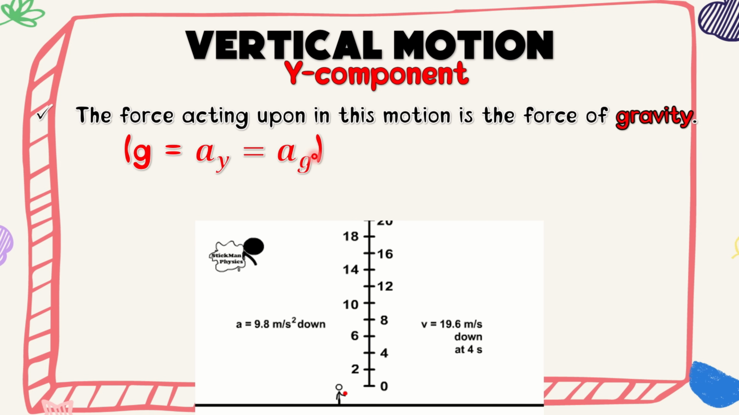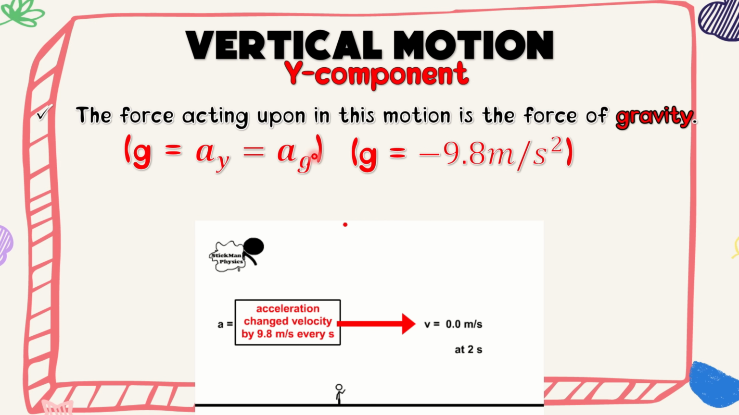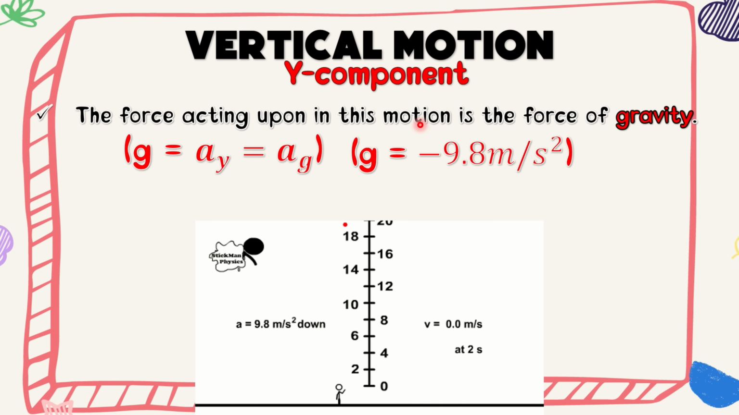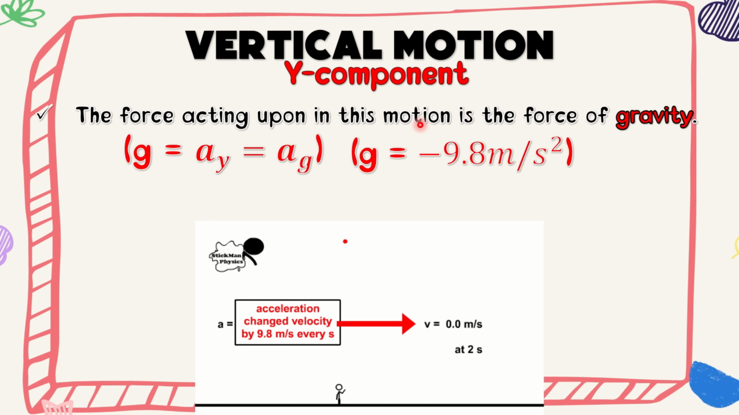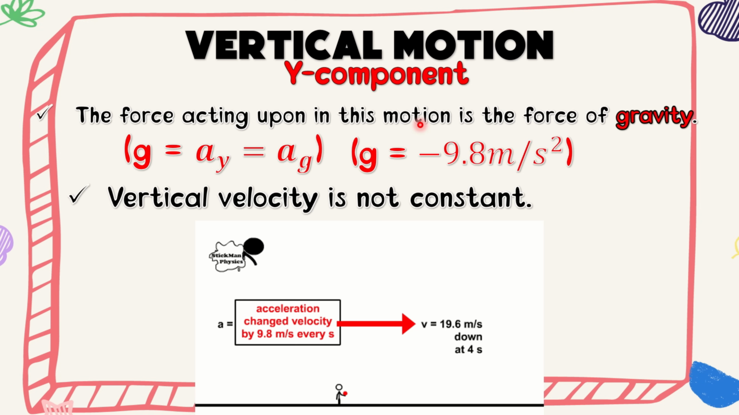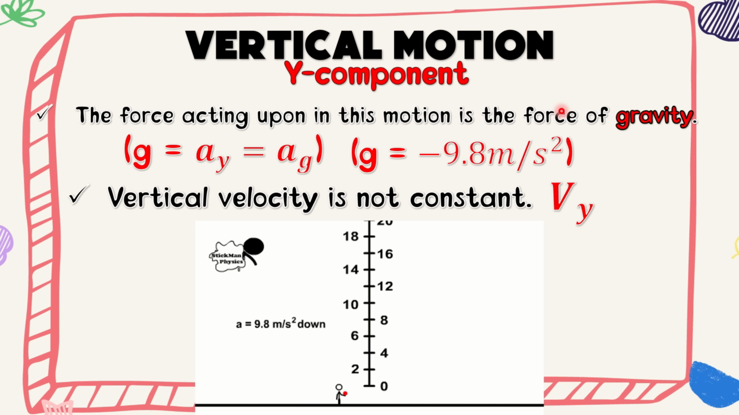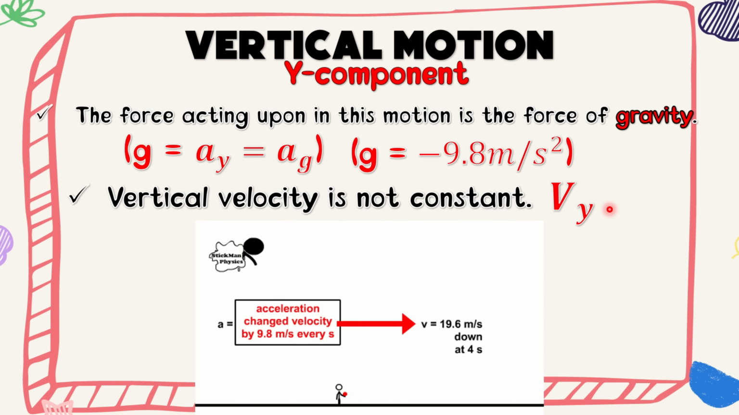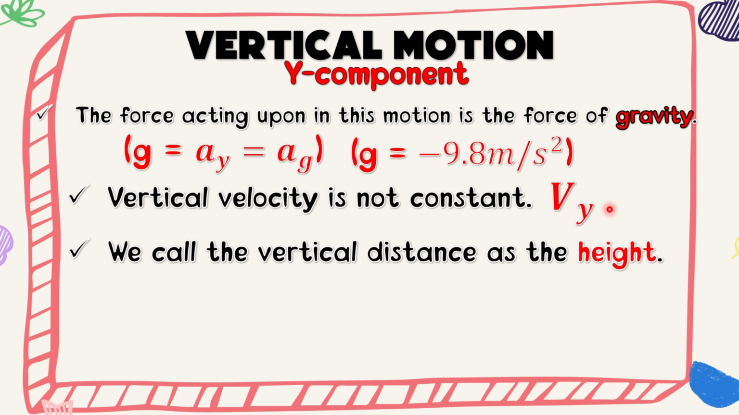The constant acceleration is always equal to negative 9.8 meter per second squared. Take note, class, that negative indicates the direction, and the direction is downward. Due to the presence of gravity accelerating at 9.8 meter per second squared, this caused the vertical velocity to increase, which makes it not constant, and it is represented as Vy. V for velocity and Y for the vertical component or vertical motion. Next, we call the vertical distance as the height, and it is represented as h or dy.